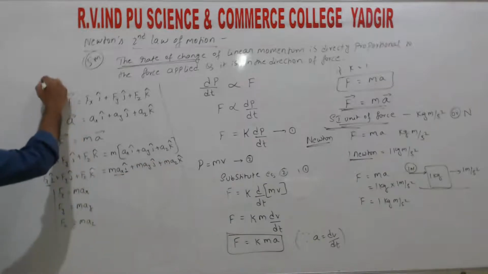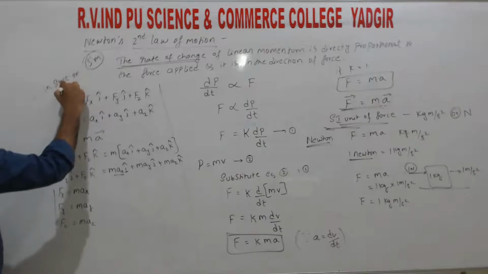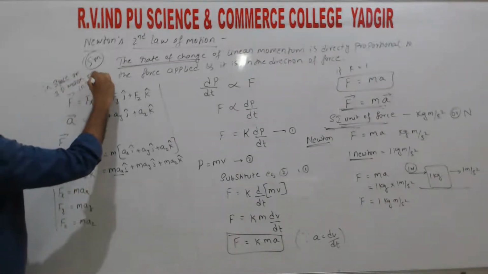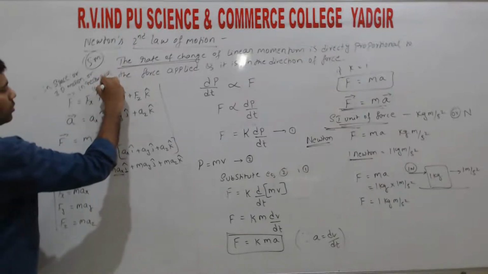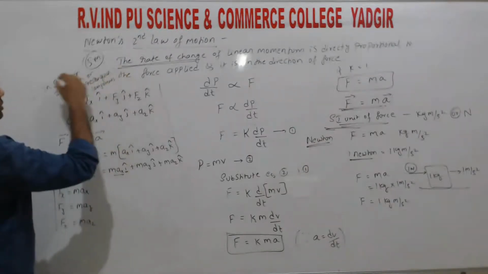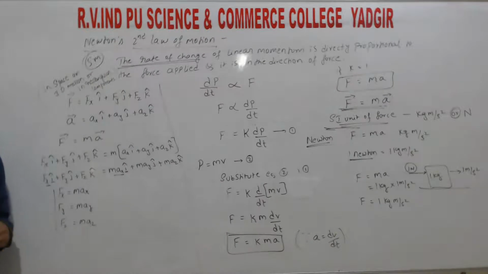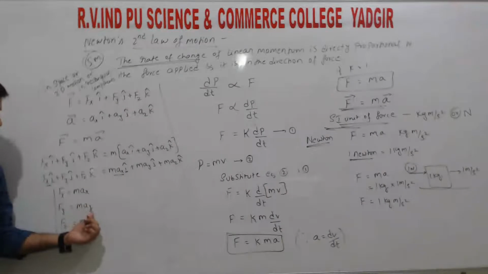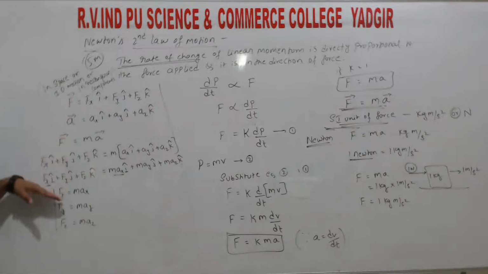So this is in space or 3-dimension motion, or in rectangular components. We can say this in any of these forms, right? So these are the magnitudes. Fx is equals to max, Fy is equals to may, Fz is equals to maz, right? So this is the vector form in 3 dimensions.